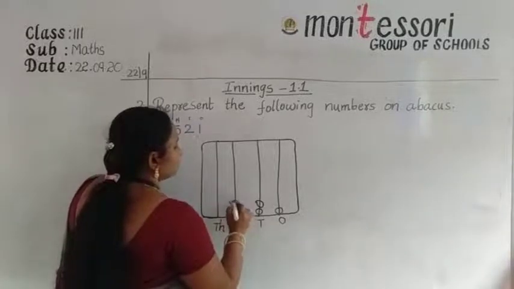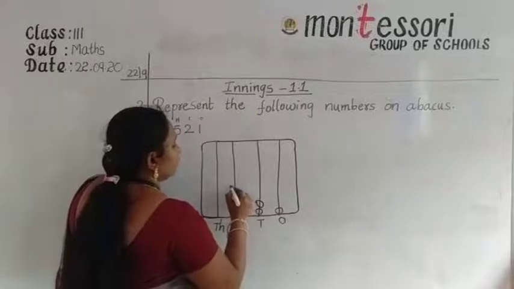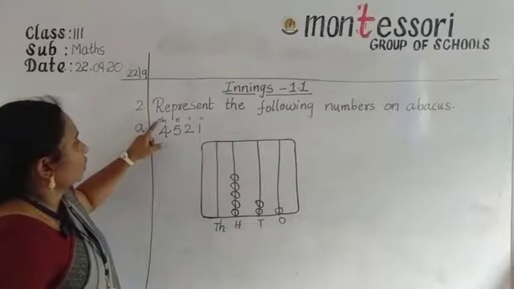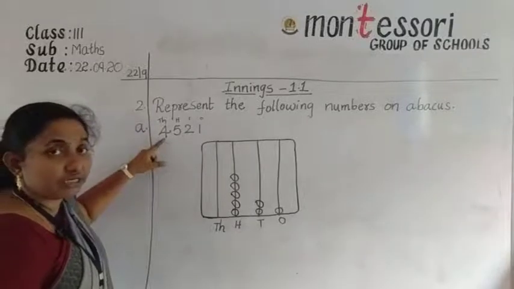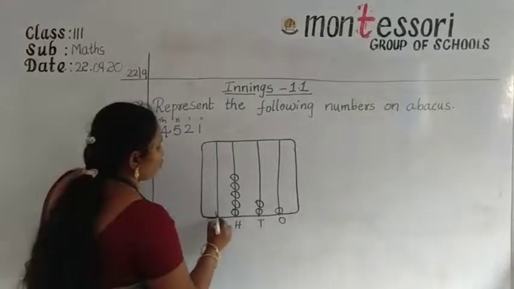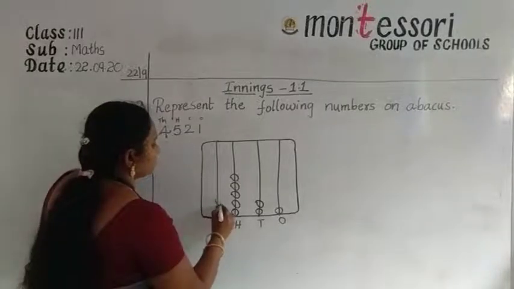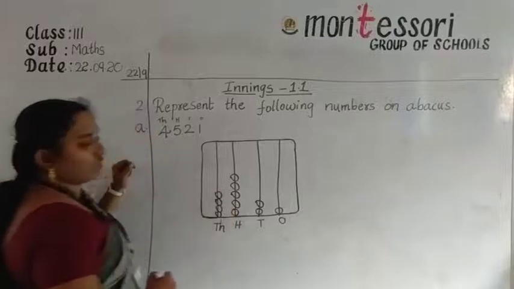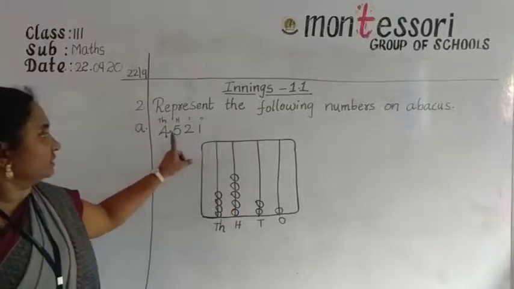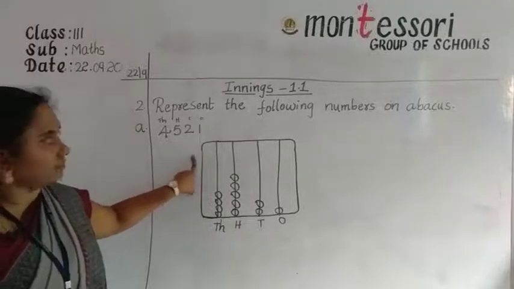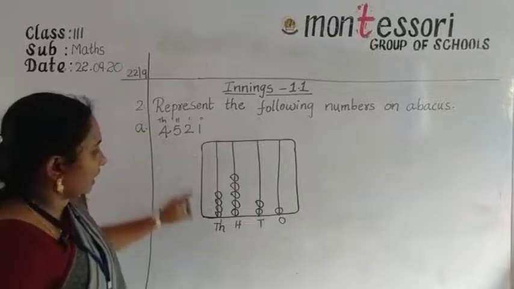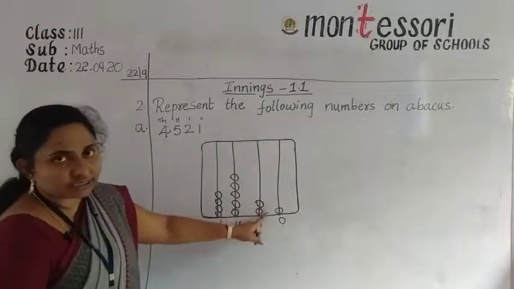1, 2, 3, 4, 5. Okay. Now in the thousands place, what is the number here? 4. So now in the thousands place I draw 4 beads. Okay. So now this is the number. This is the number and this is the abacus. So understood? Represent the following numbers on abacus. I have already represented the number on the abacus. Okay.